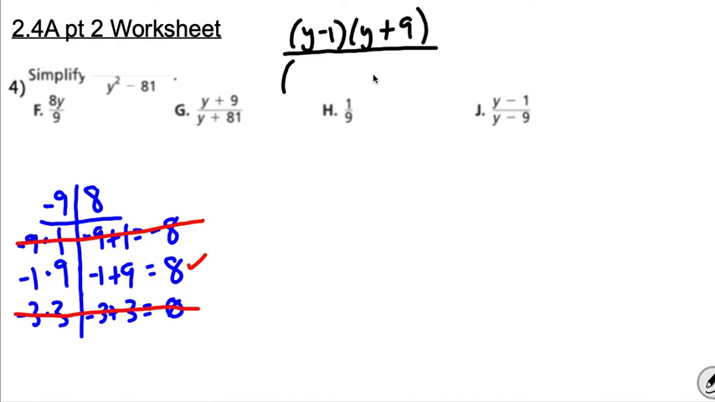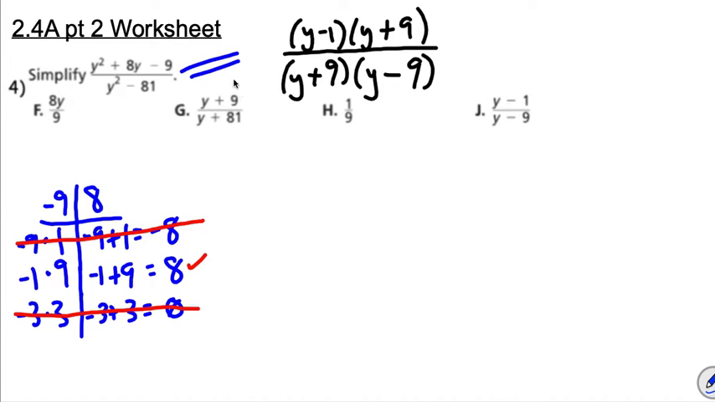So two sets of parentheses. And then we want to know what times itself gives you y squared. That's y times y. What times itself gives you 81? That's 9 times 9. One is a plus, and one is a minus. So this is what it looks like completely factored, okay? So this fraction right here is equal to this fraction. They are the same thing, they're just written differently.